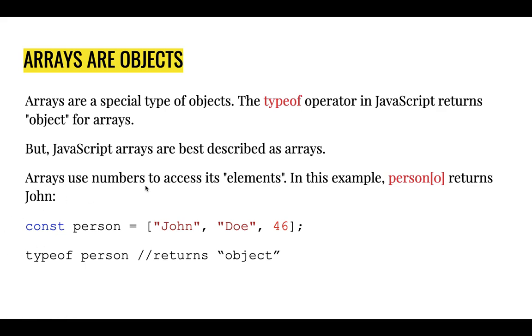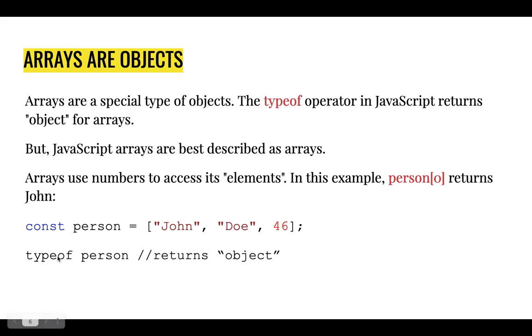Arrays use numbers to access their elements. In this example, person[0] returns John, and why is that? I bet you know why. This is an array which we gave the name person, and inside we have elements like John, Doe, and 46. That's probably the age of this person, and this is probably his first name, and this is the last name followed by his age. But I'm not sure. Could be anything.